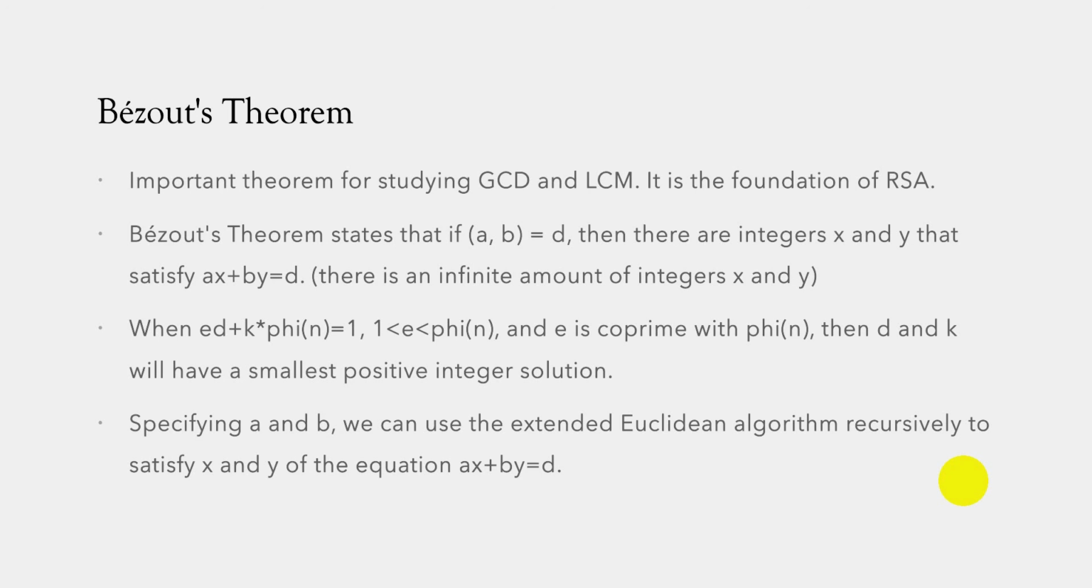Specifying a and b, we can use the extended Euclidean algorithm recursively to find x and y of the equation ax plus by equals d. So if we know what a and b are, then we can definitely find x and y by using this equation, ax plus by equals d. Next, let's look at the code.